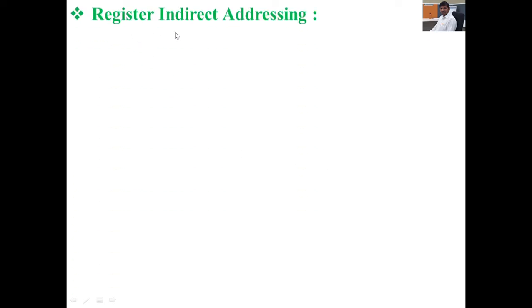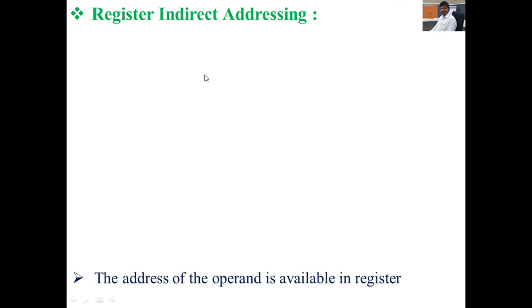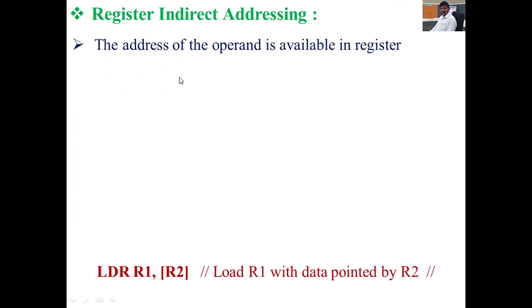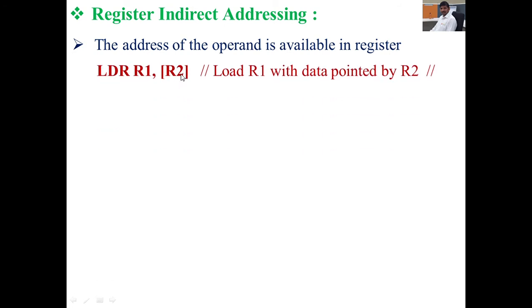Next, register indirect addressing mode. Here we are using memory locations in the register. The register content indicates the memory location we are using in the instruction. So the R2 register contains the address of the desired data. By using this instruction, LDR means load register. Here we are loading the R1 register with the content of the R2 register memory location. So R2 contains the address of the desired data, and that desired data is loaded into the R1 register.